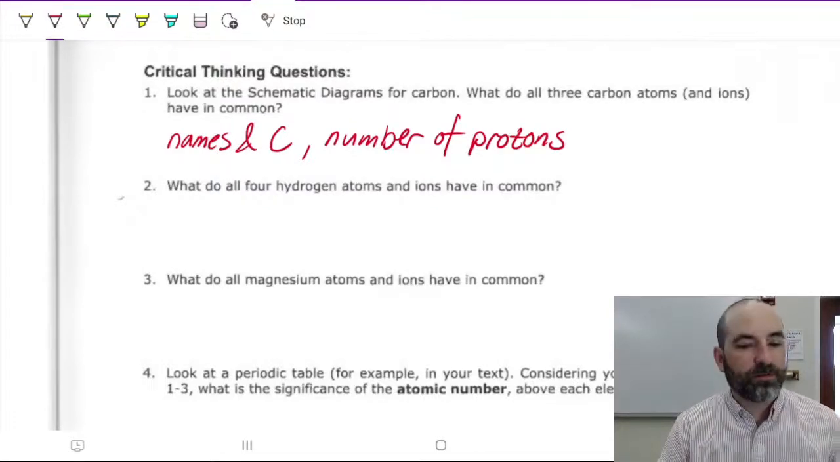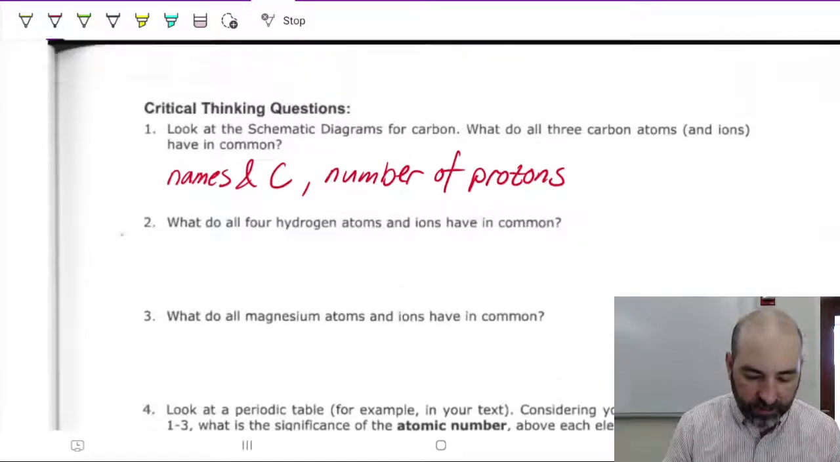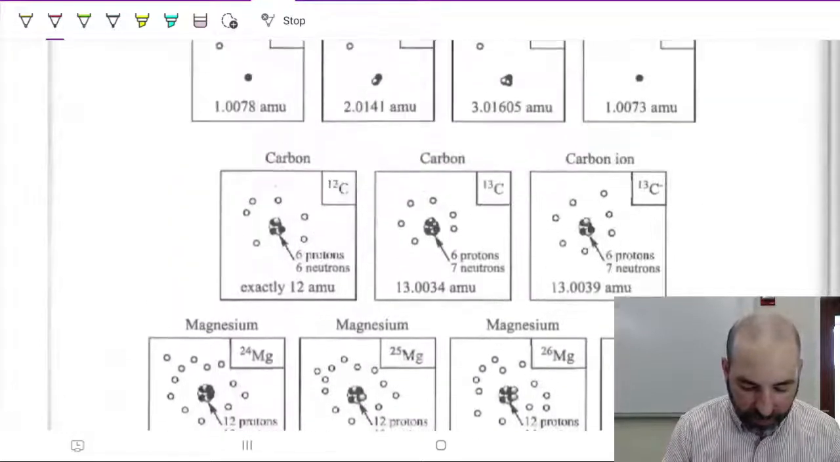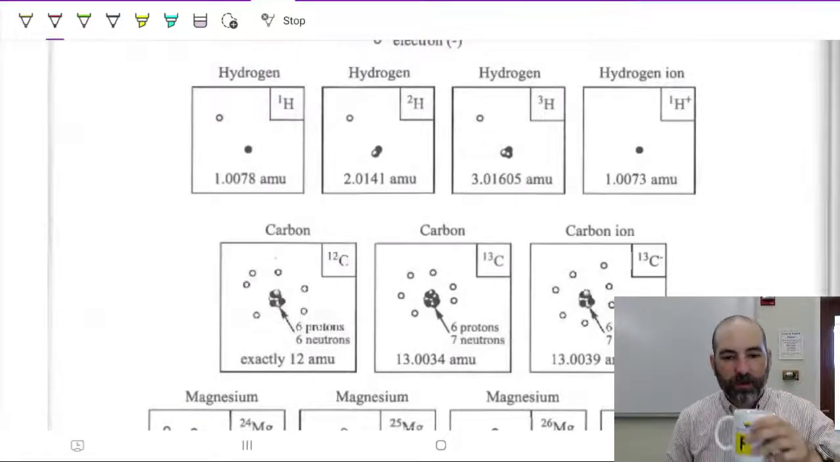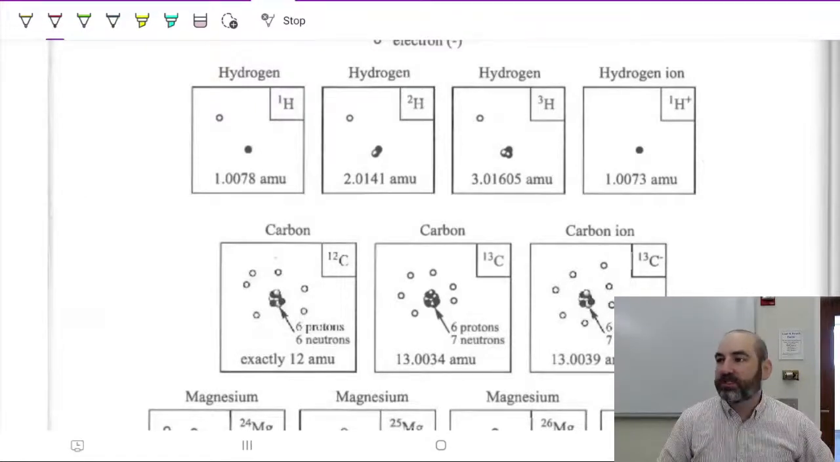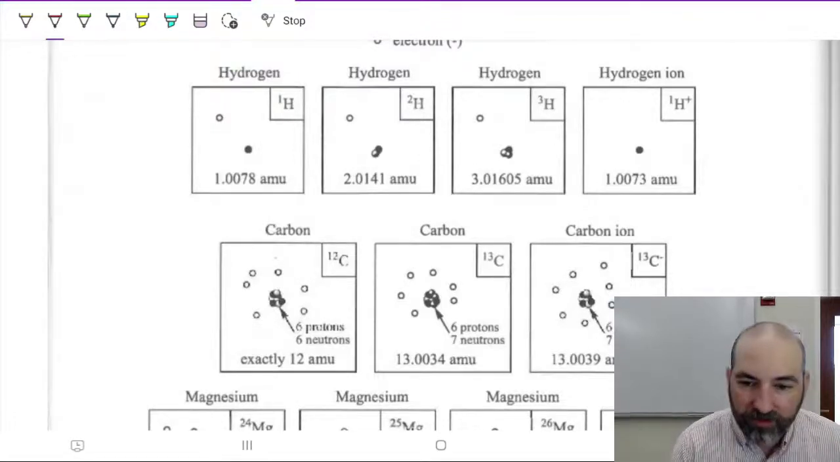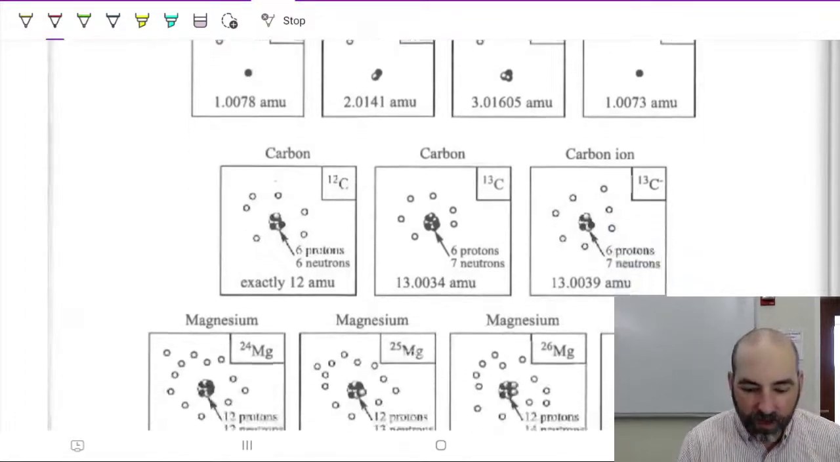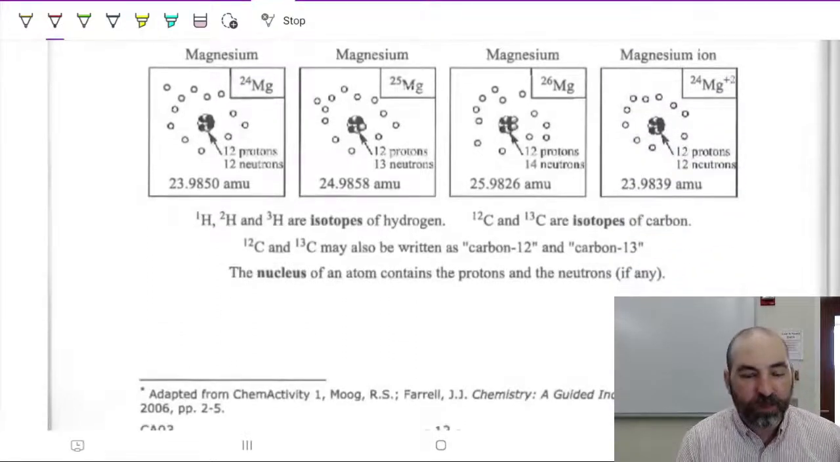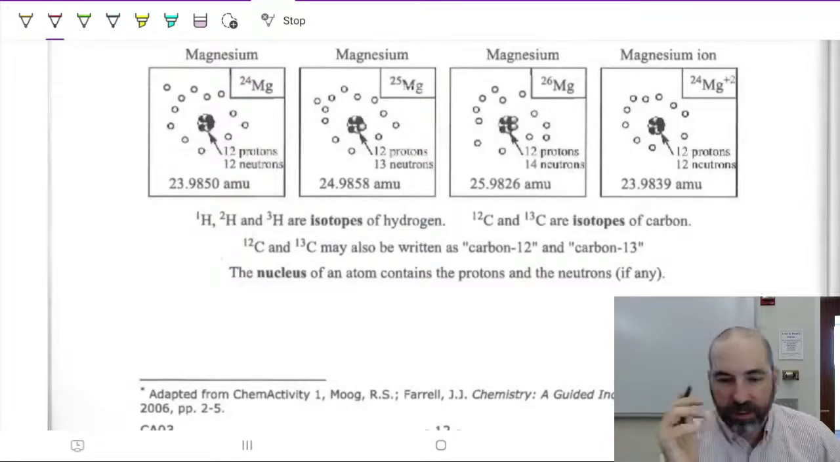Okay. And then it says, what do all hydrogen atoms and ions have in common? So you go back and do the same thing for hydrogen. Then it says magnesium atoms and ions. You go back and do the same thing. And hopefully you'll discover a pattern there. So let's do those together. We go back up to the hydrogen ones. And we see the same pattern as the carbon. They've got the same names, they've got the same letter symbols, and they've got the same number of protons. Each of those hydrogens has 1. If we look down at magnesium, again, we see that same thing. Names and symbols are the same, numbers of protons are the same.